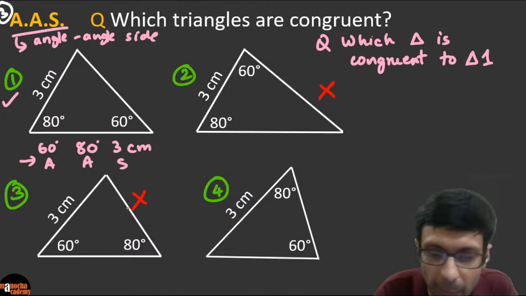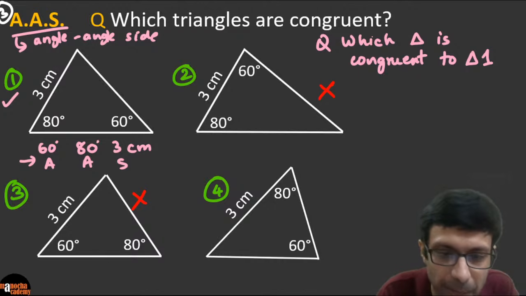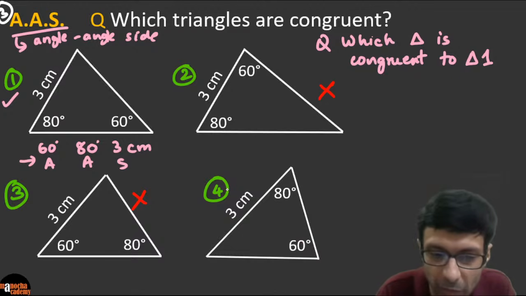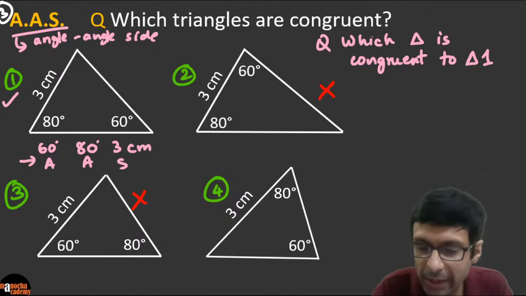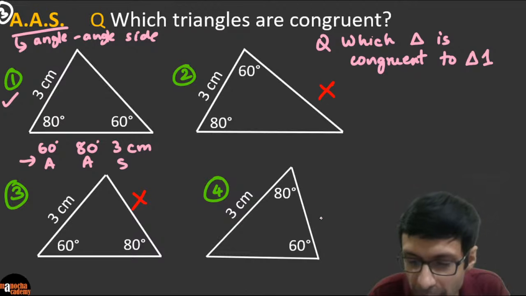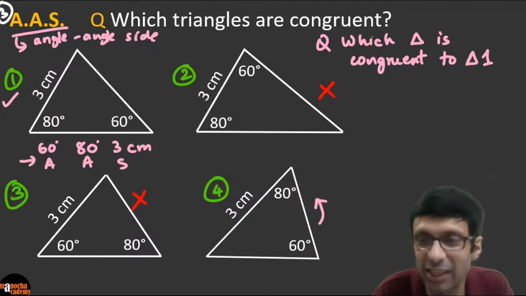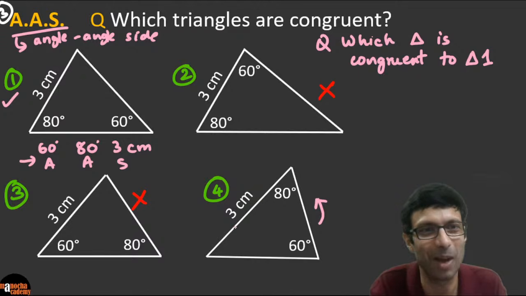Let's take a look at triangle number 4. So what do we have there, guys? So triangle number 4, if we go in this order, right? Here we were going, so you can go clockwise or anti-clockwise, that doesn't matter. You just need to go in the order. So if you're going this way, 60, 83 centimeters, yes, that one is matching.